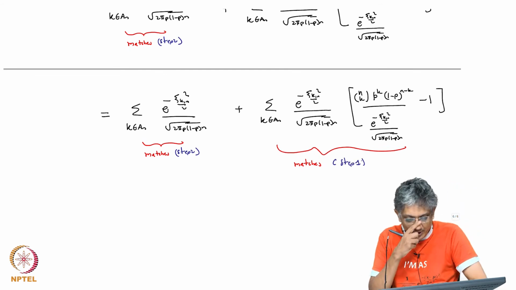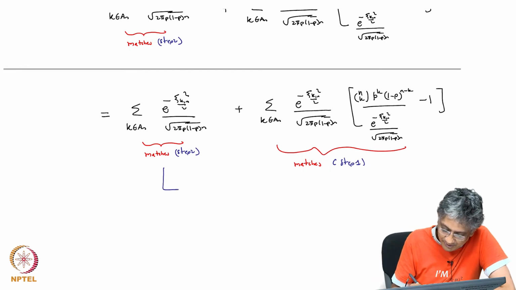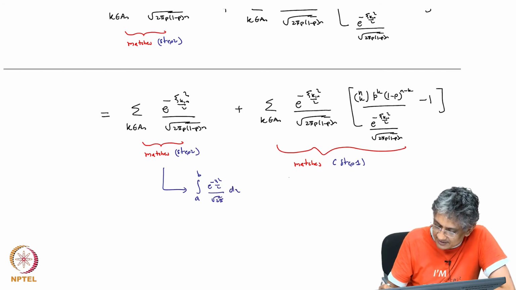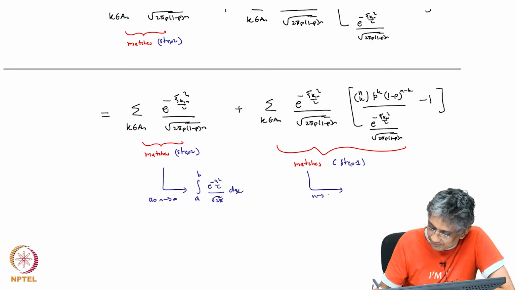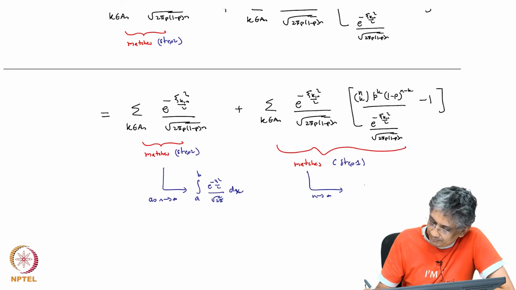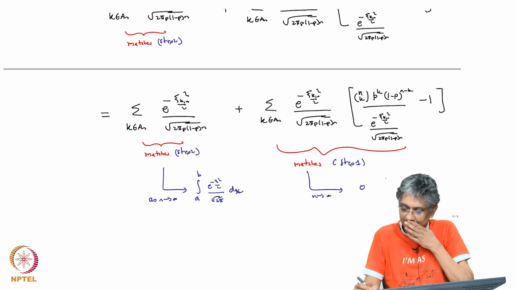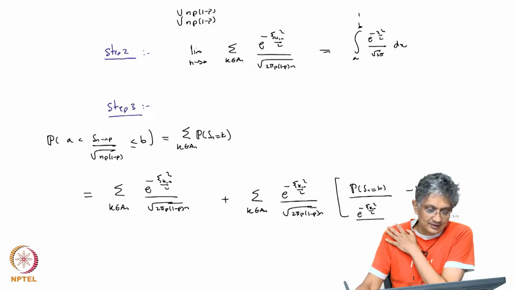So once you do step 1 and step 2, the proof is kind of complete. So this will converge to the integral from a to b of e to the minus x squared by 2 over root 2 pi dx as n goes to infinity by step 2, and this will go to 0 by step 2. Very good. So that's the sketch of the proof that will give you the result.